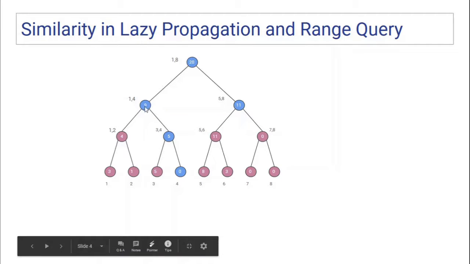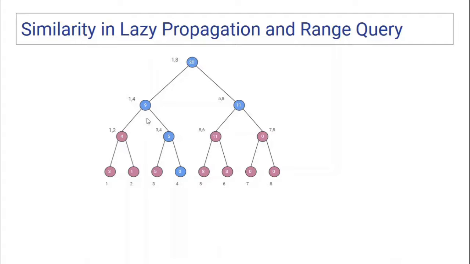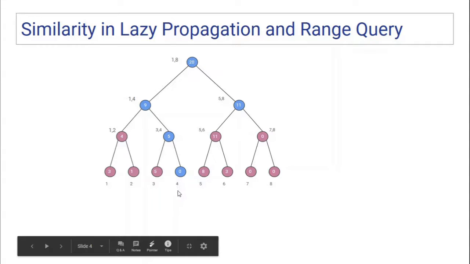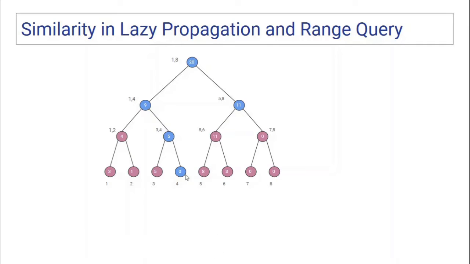Now for the left part, you see, okay, 1 and 4 doesn't lie completely inside my query range, which is 4 and 8. And of course there is overlap between 1 to 4 and 4 to 8. So you make two recursive calls, first left and then right. I'm not showing you the left one, because you reach left and you see, okay, 1 to 2 is completely outside my query range 4 to 8, so you directly return 0 from here.